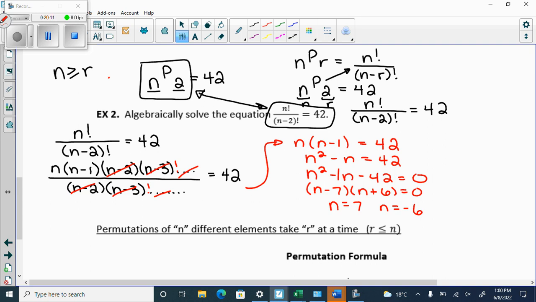So 7 is the only one that works because 7 is actually greater than 2, correct? Can I ever have n be negative and choose something from a negative? No. And remember that factorial symbols stop at 1. So the negatives are out. So we circle this one with a line through it and say extraneous.